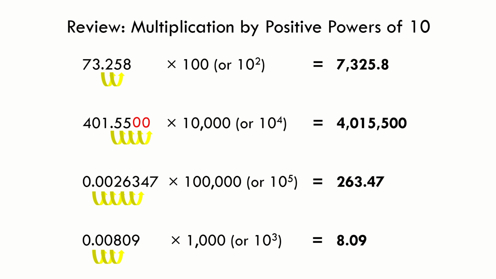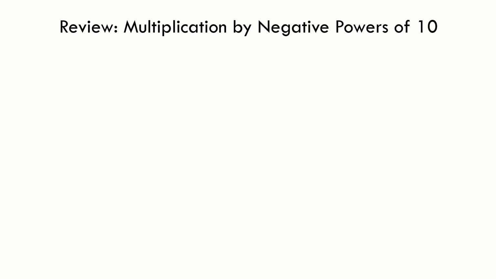In short, tuwing mag-multiply tayo with the positive powers of 10, pinapalaki natin ang ating given number base sa exponent ng 10 na binigay sa atin. Paano naman pag multiply tayo with negative powers of 10? Well, kung sa positive powers pinapalaki natin ang numbers natin, dito naman papaliitin natin yung numbers na binibigay sa atin. Halimbawa, 5,824.55 times 10 to the negative 2 or 0.01.